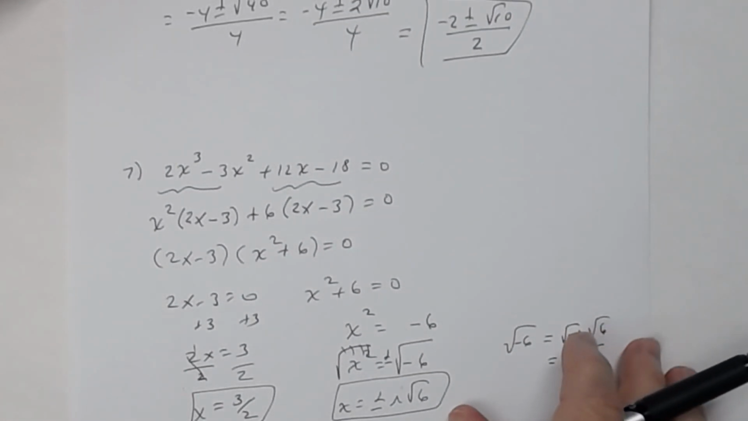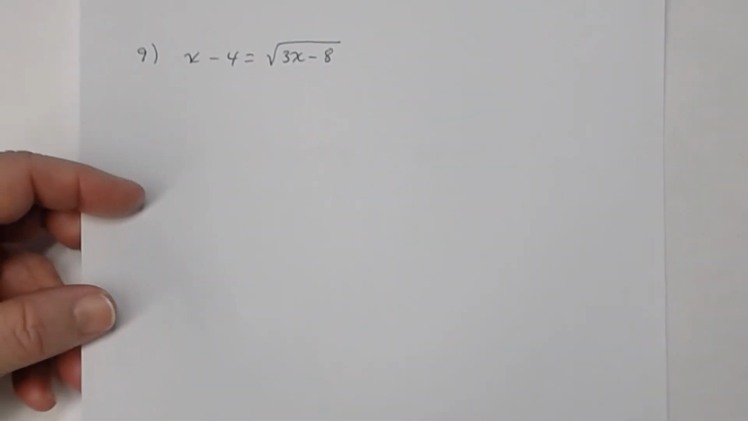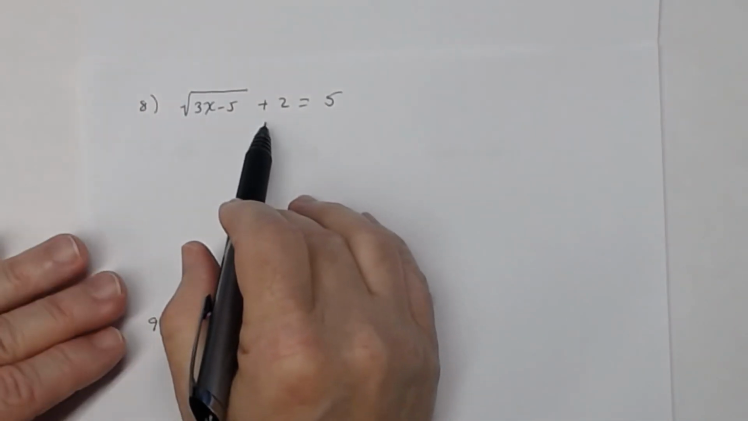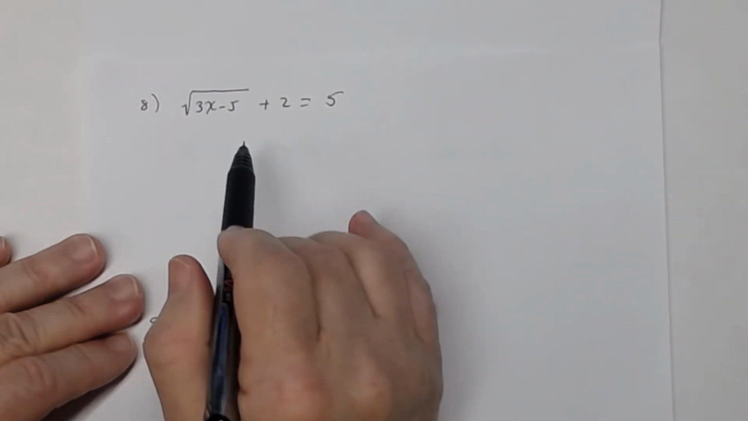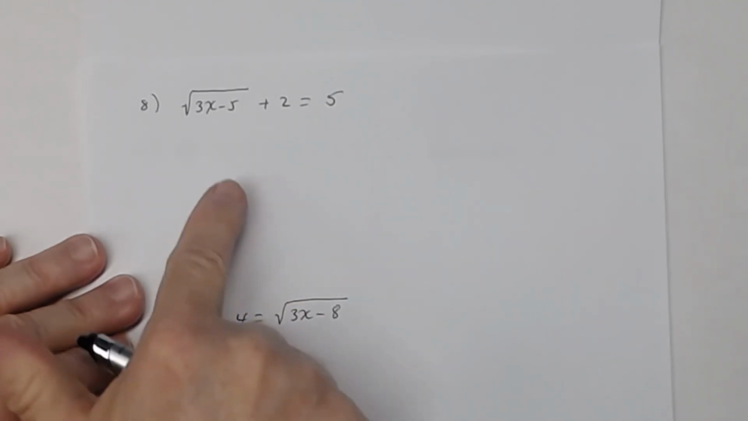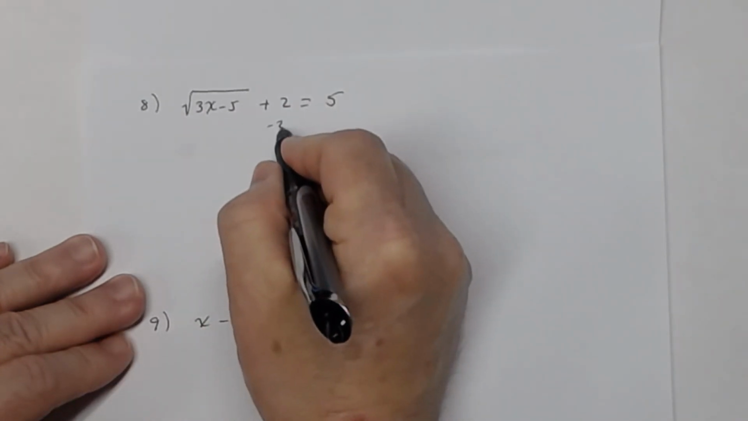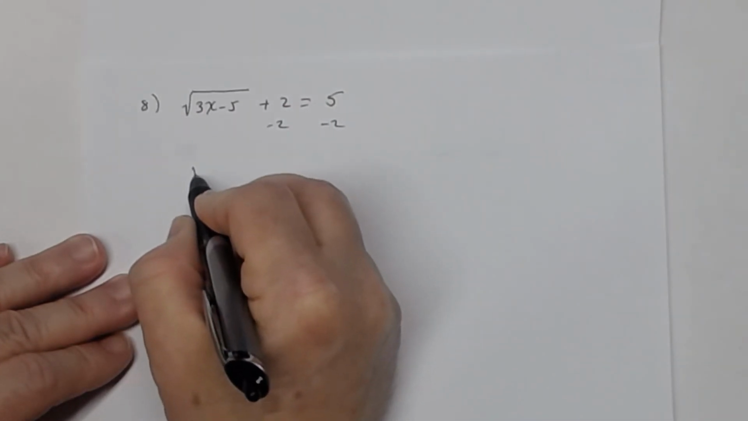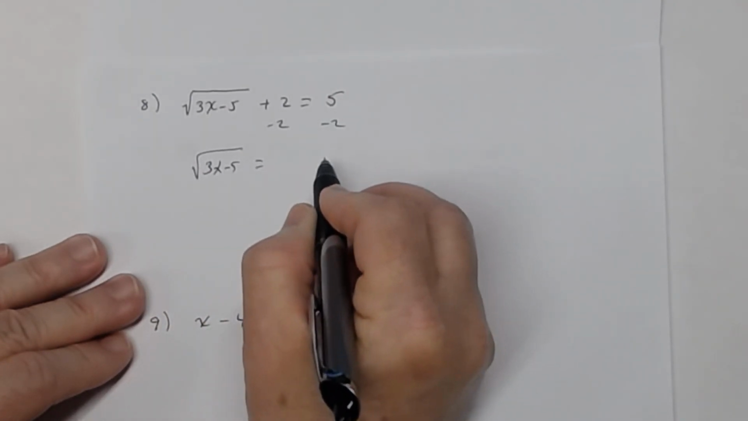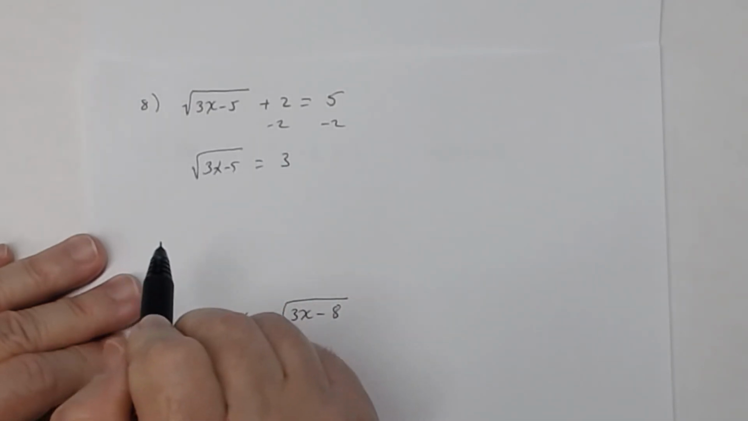Okay, so that's number 7. Number 8. You have this square root equation, and to solve each of these square root equations here, and there are 2 of them, we need to get that square root by itself. So first of all, we have to subtract 2 from both sides. So I get the square root of 3x minus 5 is equal to, and then 5 minus 2 is 3. So that's your next step. So you have to show that.